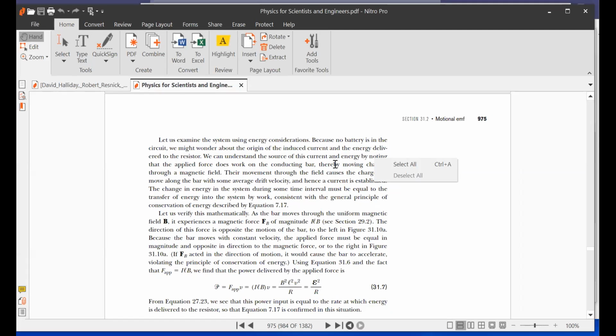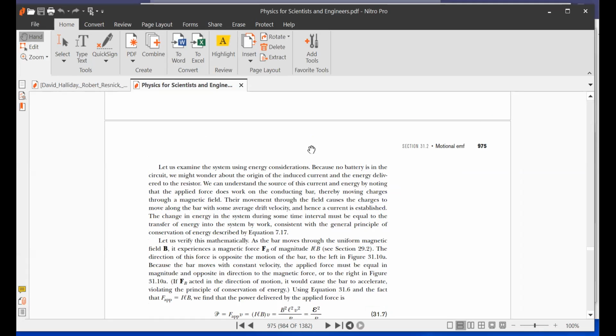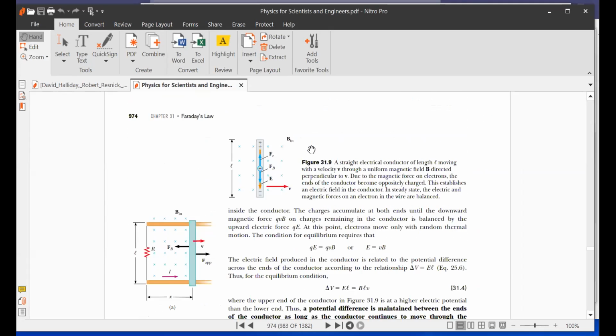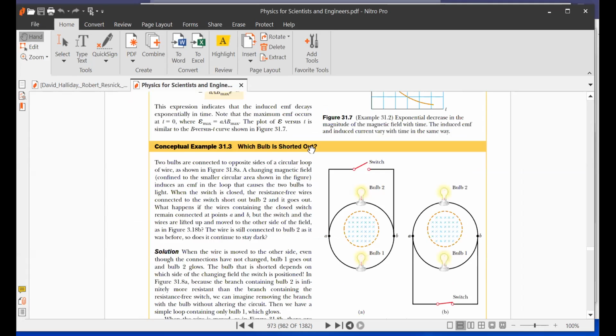Okay, can you see this book? Yes, sir. Okay, good.